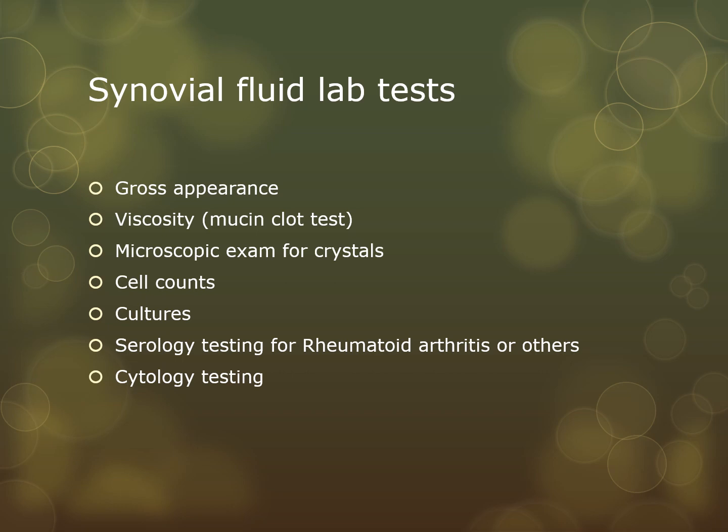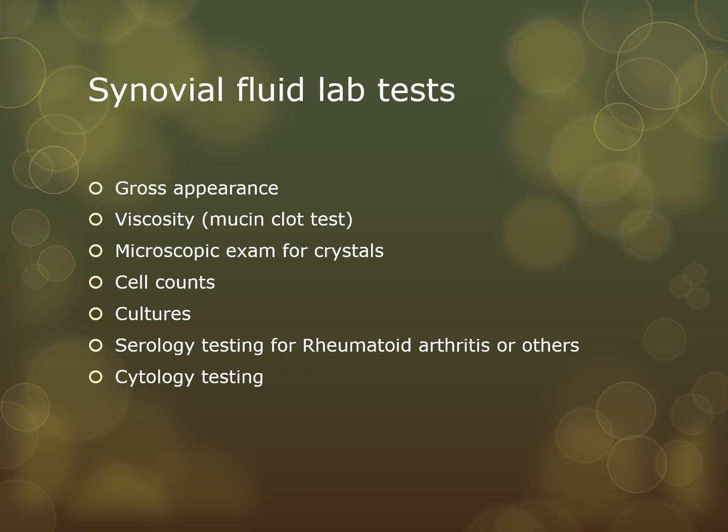Synovial fluid should be highly viscous, and in the mucin clot test, what we can do is put a drop of synovial fluid between our gloved fingers and slowly move our fingers apart about 10 or 20 times. There should be a string that develops, and that's because it's highly viscous. Now, if there's inflammation present, no string is going to develop, and that is a failed mucin clot test.